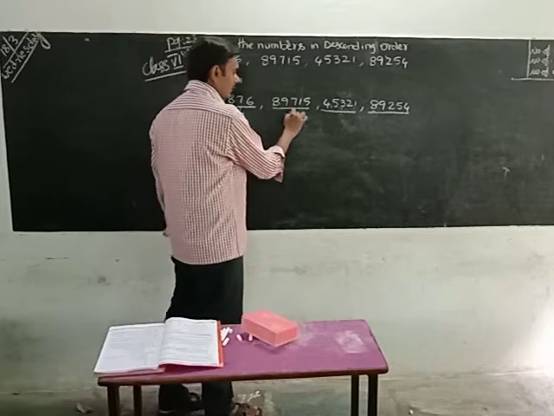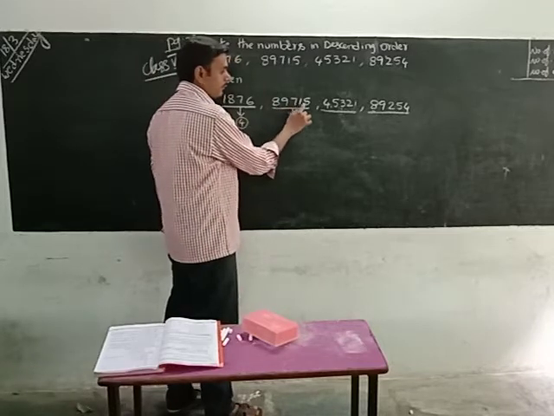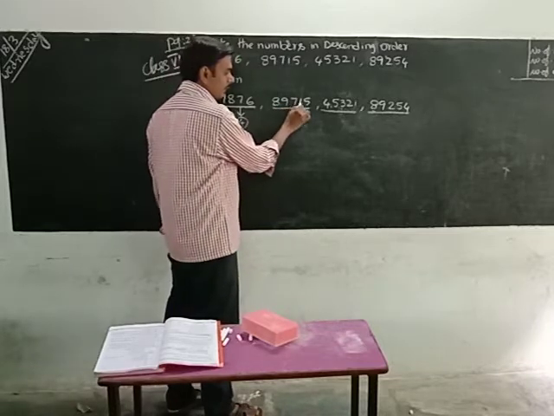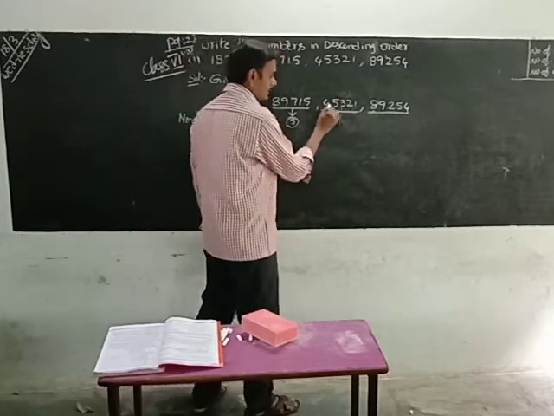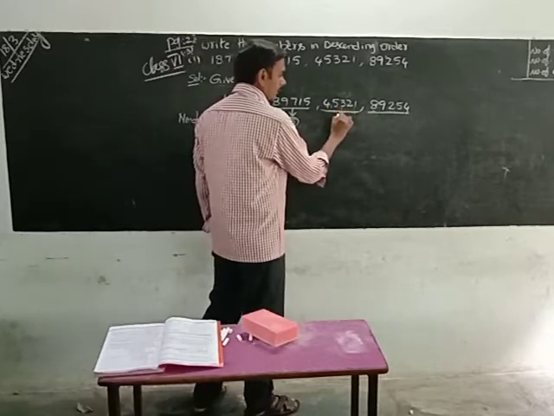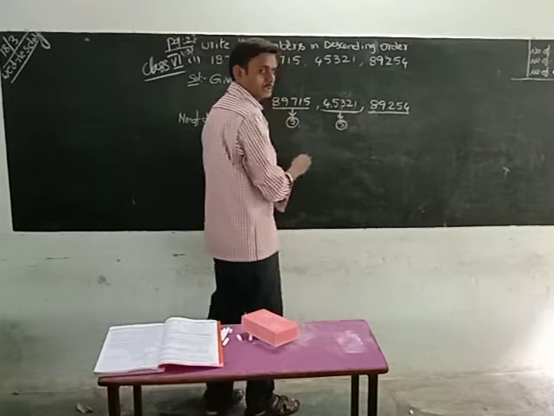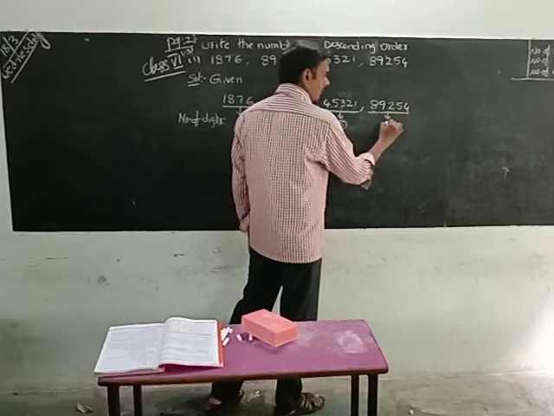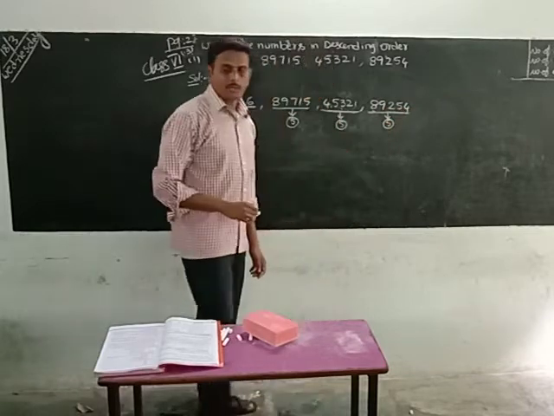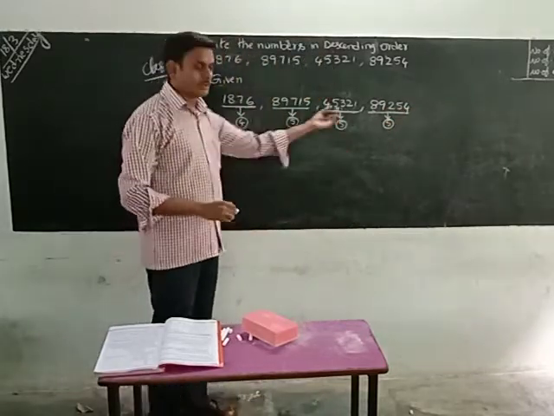Okay, how many digits does this number have? 1, 2, 3, 4, 5. 5 digits this number has. Okay, this number? 1, 2, 3, 4, 5. It also has 5 digits. And this one? 1, 2, 3, 4, 5. 5 digits we have. Okay, so totally 4 numbers are given there.